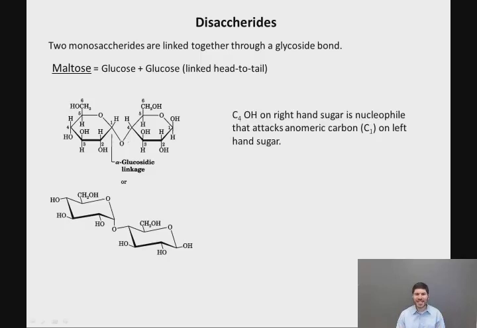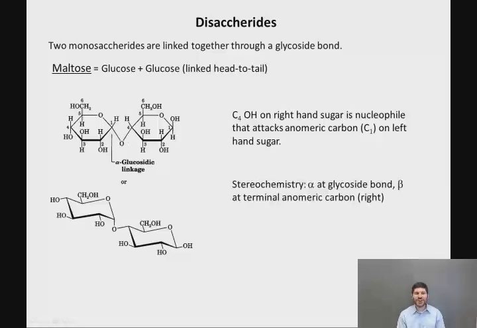So in this case, in forming the glycoside bond, the C4OH on the right-hand glucose is a nucleophile that comes in and attacks the anomeric carbon, C1, on the left-hand sugar. Just like we saw methanol as a nucleophile for forming glycosides in the previous lesson, we're now just using the C4OH of glucose as the nucleophile in the same way. It will be an exercise for you to actually come up with the mechanism of this.